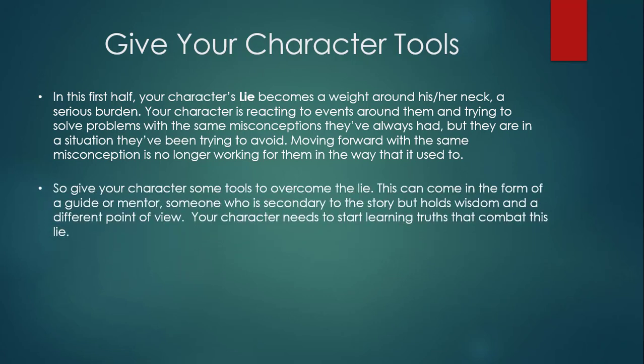So if you're going to give them tools to overcome the lie, the main way that you'll see this happen is in the form of a guide or a mentor. People who pop into their lives and give them advice here and there. It could be someone very secondary. It could be a waitress at a restaurant who manages to say something really inspiring. But either way, they hold wisdom and a different point of view. And your character needs to start learning truths that will combat this lie through these tools.